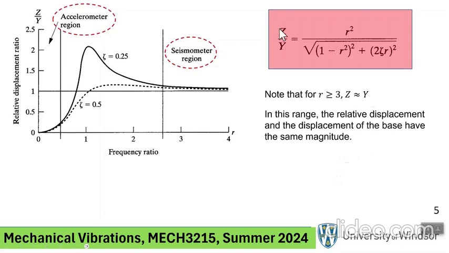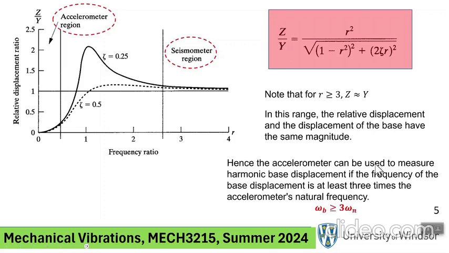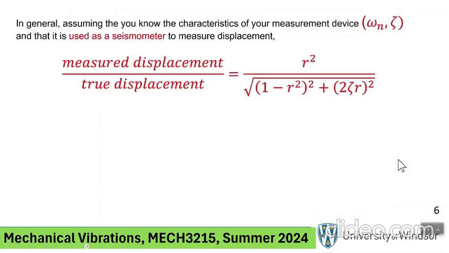They have the same amplitude. Big Z is approximately big Y. Now, notice that this happens when R is roughly bigger than 3, in that range. And that means that the base frequency must be, in order for us to be able to use this observation, bigger or equal to 3 times the natural frequency of the gas. Okay?